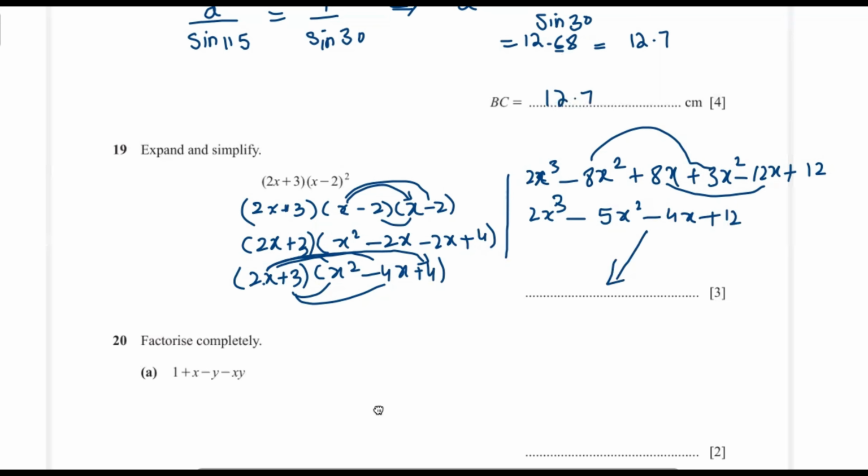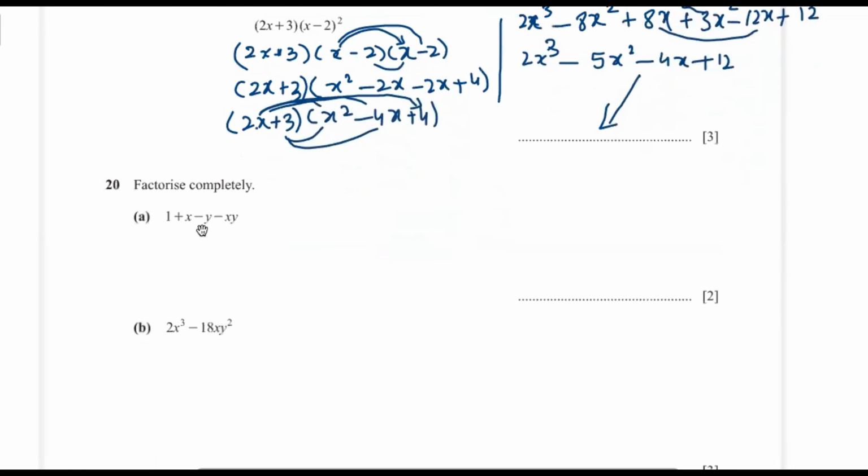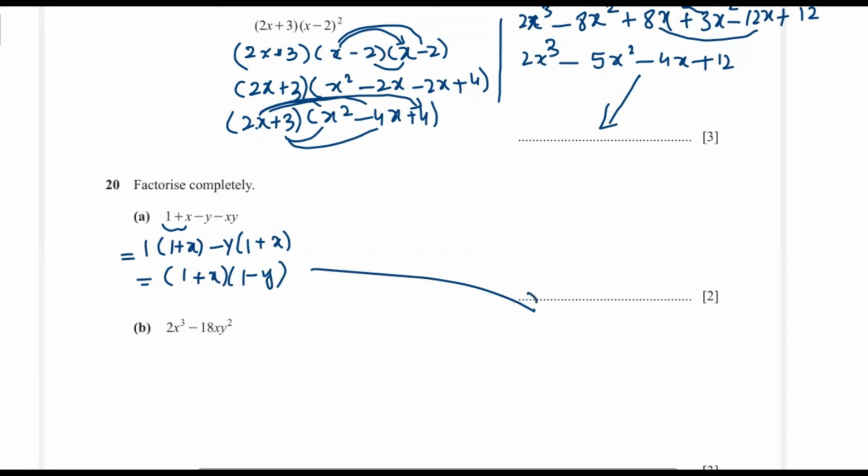The next question: factorize completely 1 plus x minus y minus xy. Now you see here, firstly you take the common in the first two terms. There is no common factor, so we write 1 as a common, 1 plus x. Next, the common in both terms is y. Now we write minus y. Therefore we can write 1 minus y as a common, which becomes plus x. Now that is equal to 1 plus x into 1 minus y, and this is the answer.